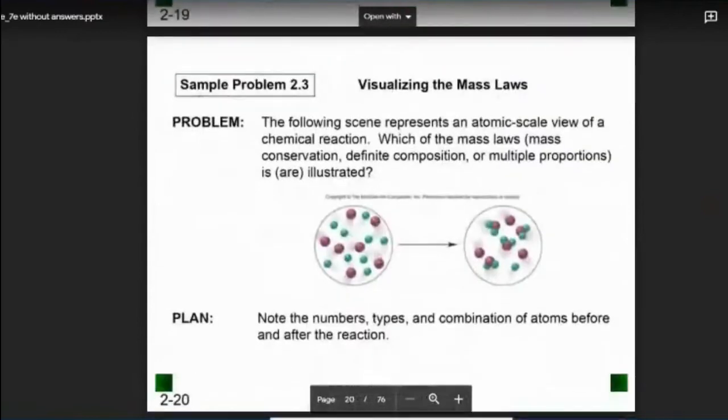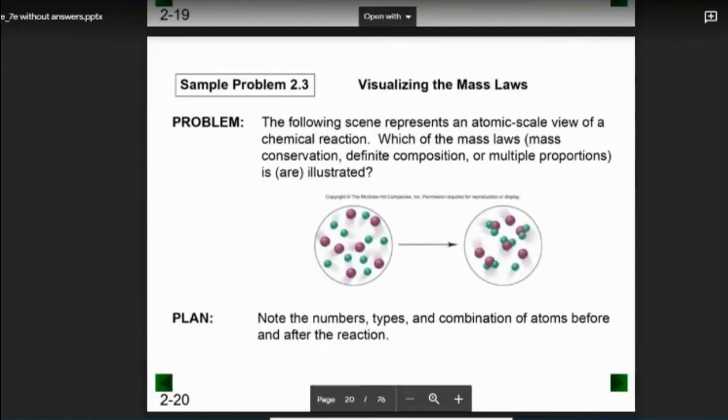Good stuff. All right. It's a picture, so we can do the picture together. The following scene represents the atomic scale view of a chemical reaction. Which of the mass laws, mass conservation, definite composition, or multiple proportions, is illustrated? Well, let's see. If we have the same number of purple spheres on both sides and the same number of green spheres on both sides, then we should have the law of mass conservation.